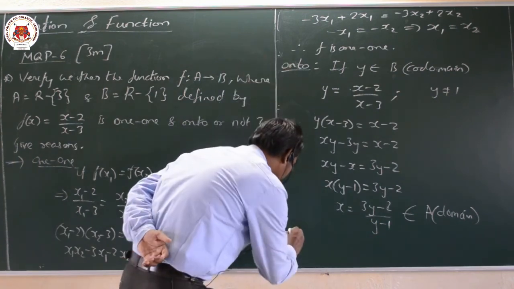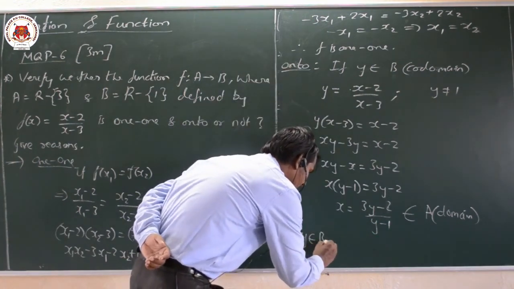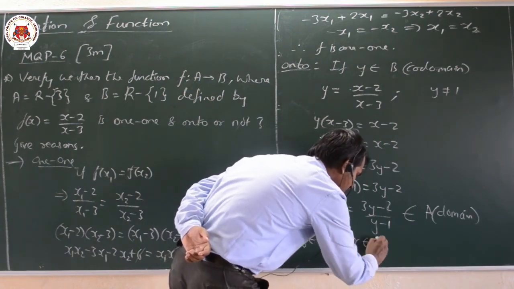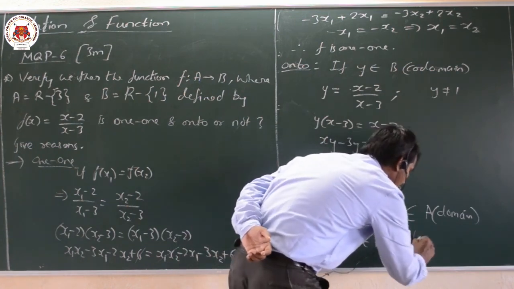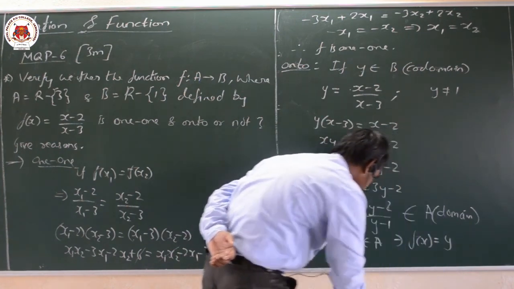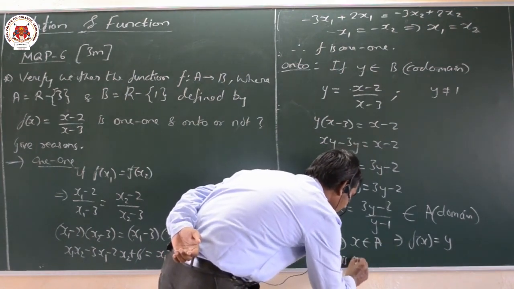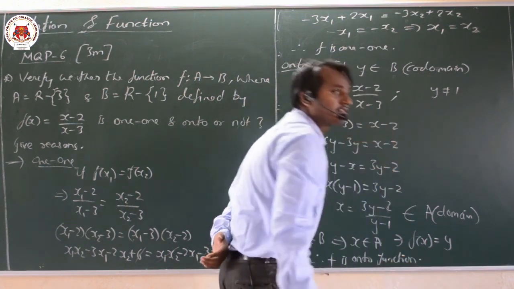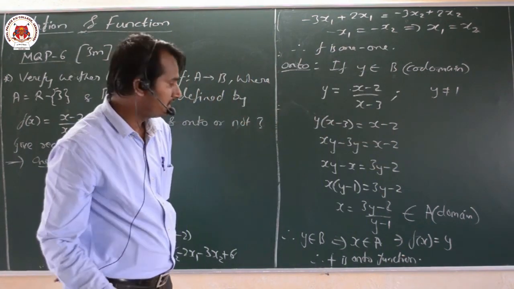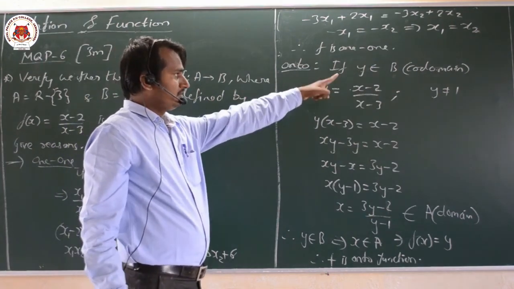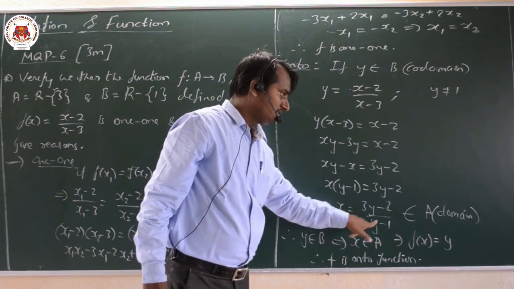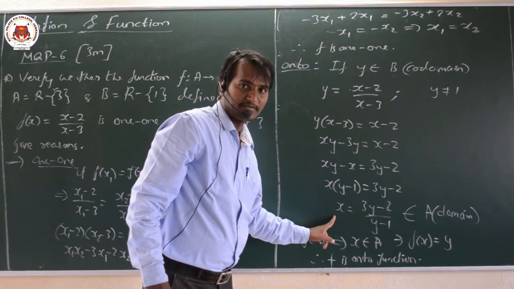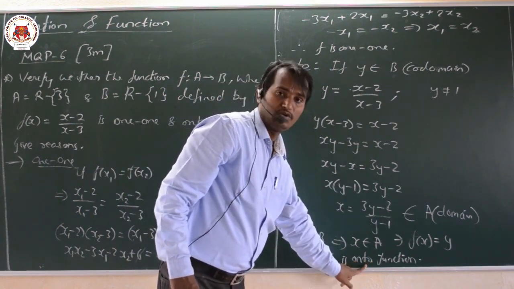So here what we can say, therefore y belongs to the set B, such that it implies x belongs to the set A, such that f of x equal to y. Therefore f is an onto function. So here what we had concluded is that if y belongs to B, there exists x belongs to A, and this x value will not take the value 3 here. Therefore it is an onto function.